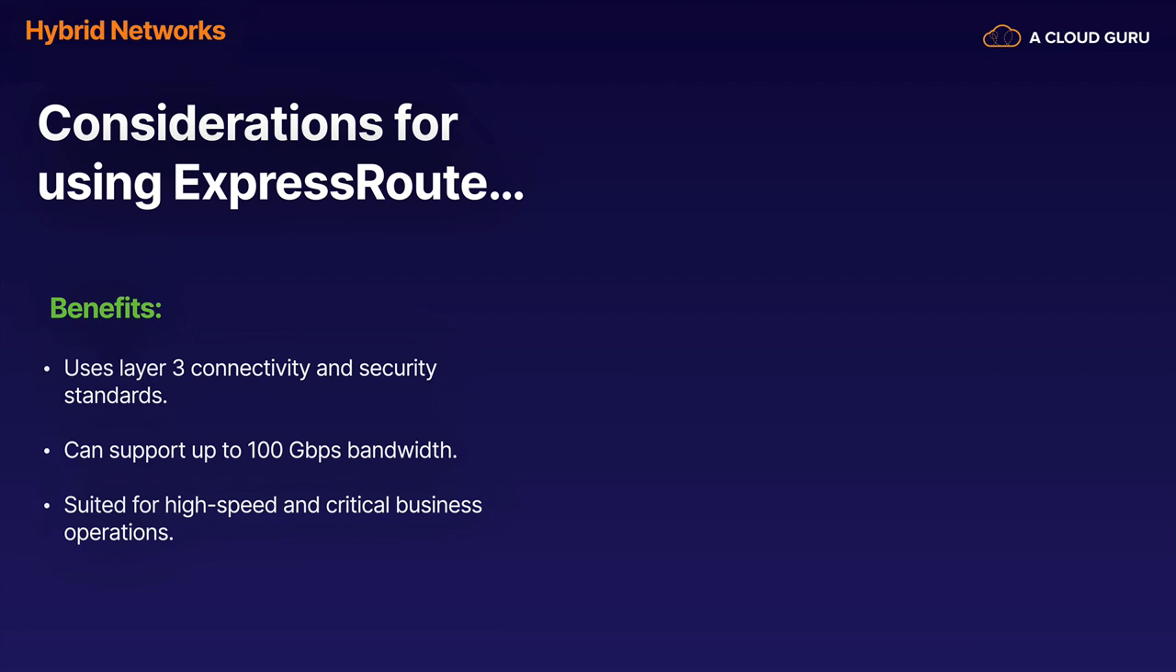ExpressRoute can support up to 100 gigabits bandwidth. That is an expensive option, a very expensive option, because you're not only paying for the bandwidth capabilities of ExpressRoute, you're paying for the bandwidth from your ISP as well. That said, it's very good for high-speed and critical business operations. You'll find that ExpressRoute connections make things like disaster recovery or business continuity options more flexible because you have a higher performing data connection in an ExpressRoute circuit than you would with a simple VPN gateway.